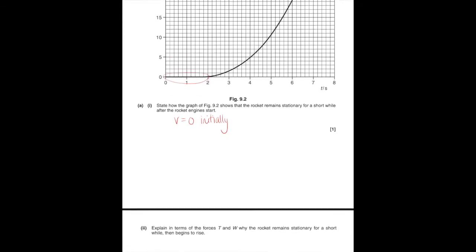The key thing here is that you must identify that V is 0 initially. It's not sufficient to say it's flat. You have to identify that the velocity is 0 in order to get the mark. So that's how we know that it takes some time. It is stationary for a little while before it actually takes off.